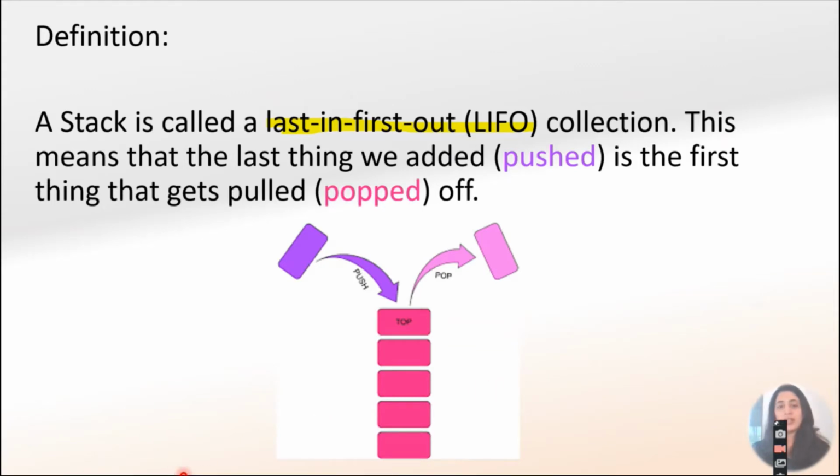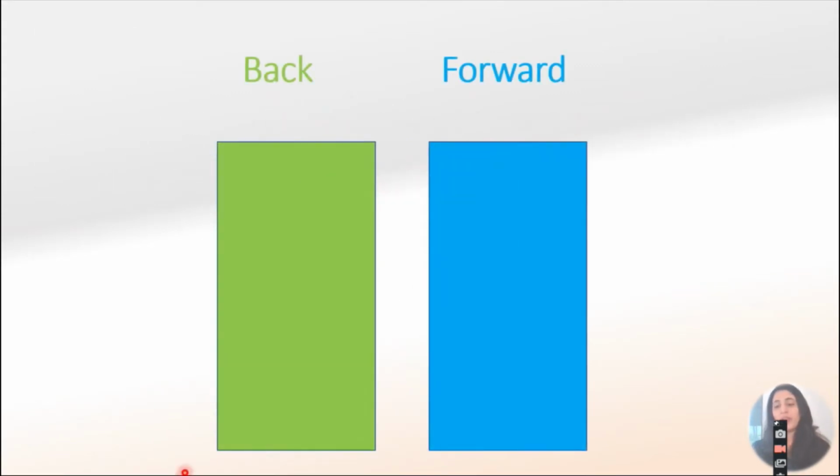Now if we remember the example which I told you in the beginning, that Google Chrome is browsing and remembering my surfing pattern, how is that happening? It is maintaining two stacks with itself. Back and forward are the two different types of stack it is maintaining. Initially those stacks are empty.